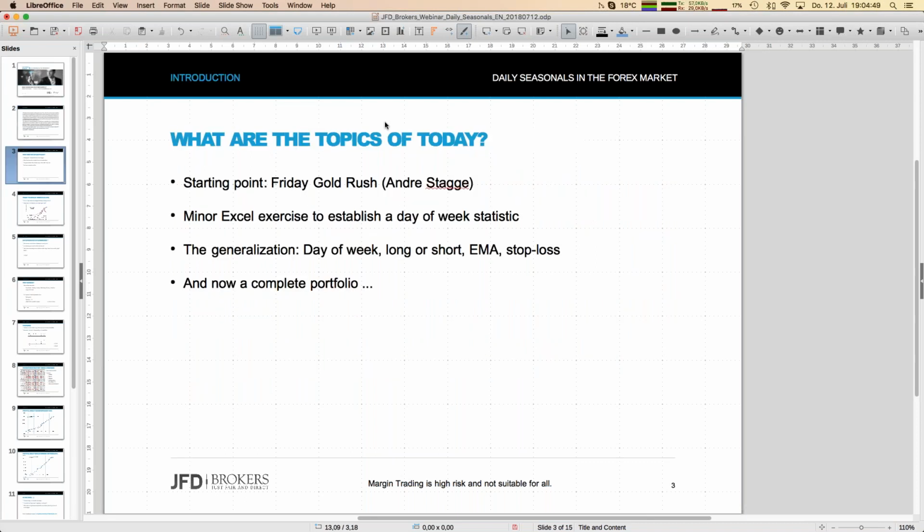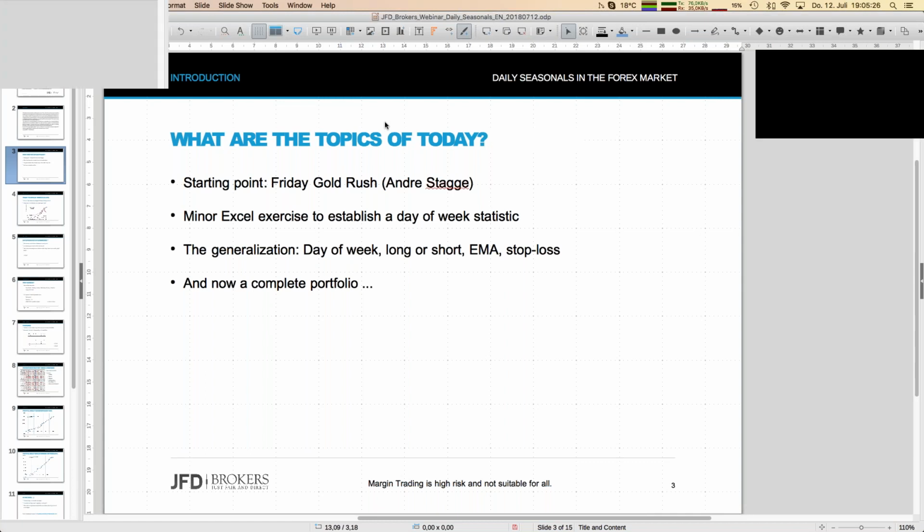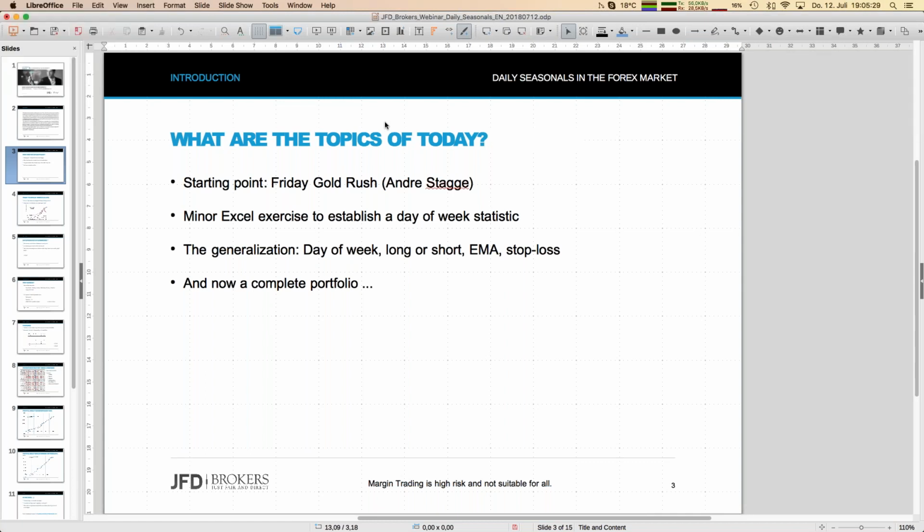A little bit more in detail, as 2 weeks ago, we will start with the Friday Gold Rush. But today we will really demonstrate exactly that. Friday Gold Rush simply stands for the observation that on Fridays, the price of gold typically went north. A couple of weeks ago, Andre Stagge made a webinar exactly on that, so I reference him. But as far as I know, he is not the inventor of that observation. Anyhow, I would like to mention him here.